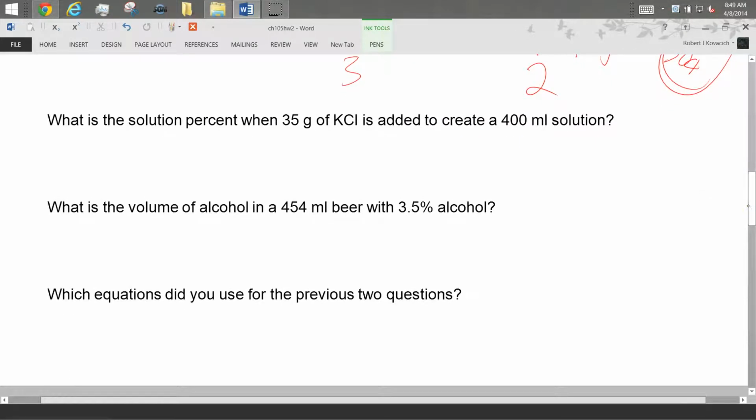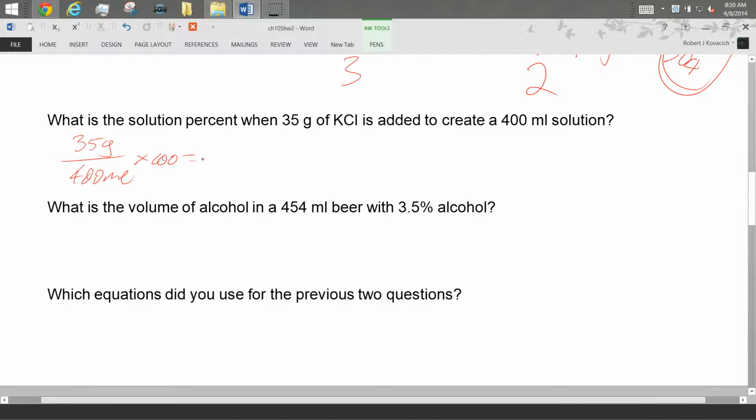Epsom salt. You might have that in the medicine cabinet in case you have an injury or something like that. Epsom salt in a bathtub if you're really sore, really good. Okay, so what's the percent solution? 35 grams in 400 milliliters. All right, so straightforward. So 35 grams in 400 milliliters of solution times 100.